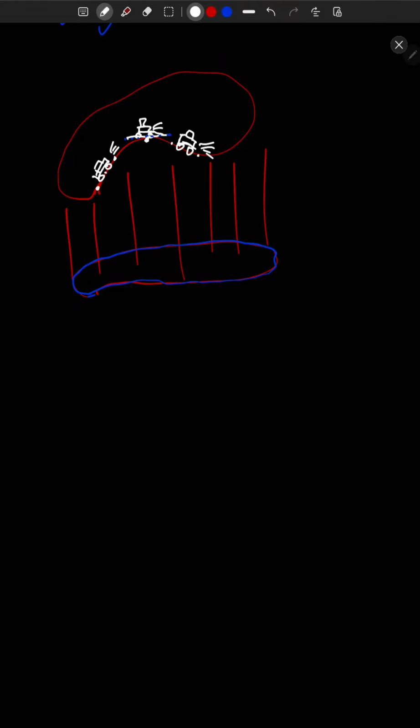Oh, I want to mention one thing. When I say horizontal, I mean, of course, you're sitting in your car and you feel like you're horizontal as opposed to tilting up or down.